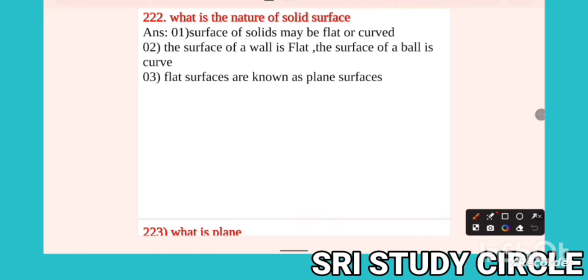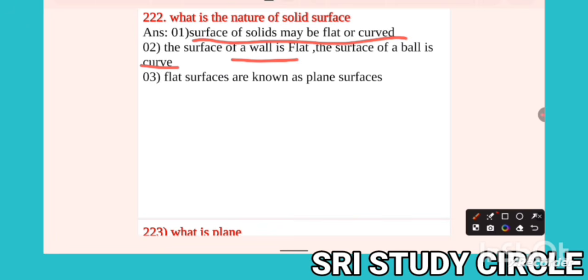What is the nature of a solid surface? Surfaces of solids may be flat or curved. We have two surfaces: number one is a flat surface, and the other is a curved surface. The surface of a ball is curved. The surface of the floor of a room is flat. The surface of the roof is flat. The surface of a sphere is curved.